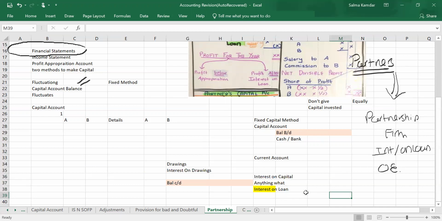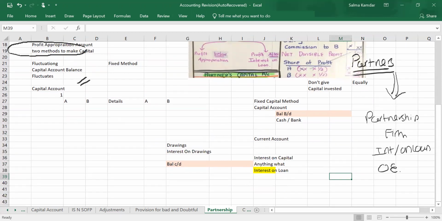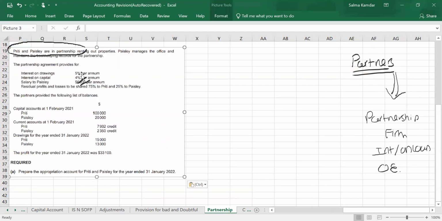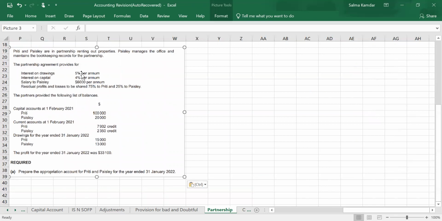Then they will ask you to make a balance sheet. A balance sheet. Like if you see over here, this is the current account. One minute. Now, in this question, I am posting over here in your revision worksheet, this is the question where you have two capital account balances. Can you see it? So you have a capital account, you have a current account.